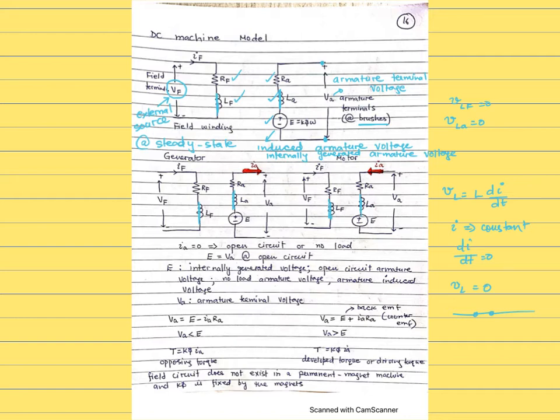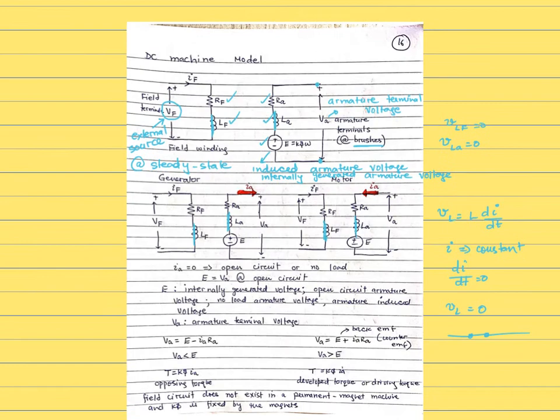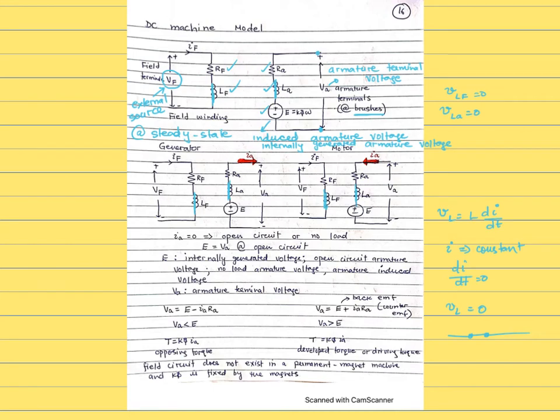Okay, so what I was saying is, what is the difference between E and VA? The difference between E and VA is the drop across this resistance. Let's say in one condition this is how the current flows, so that's going to give you a voltage drop like this across it. Now you apply KVL in any direction, it doesn't matter. That KVL will give you negative VA plus RAIA plus E equals 0. So you can see the difference between E and VA depends on this drop.